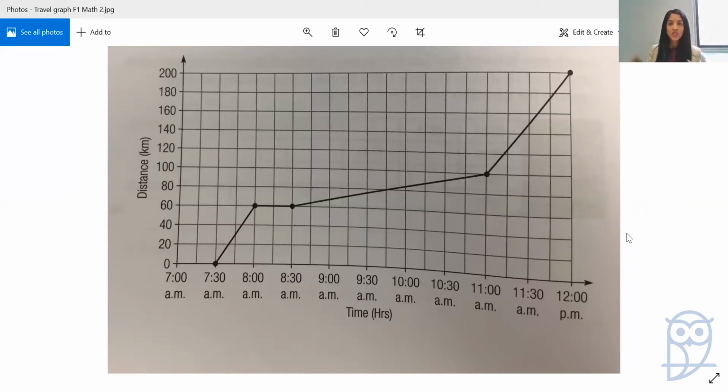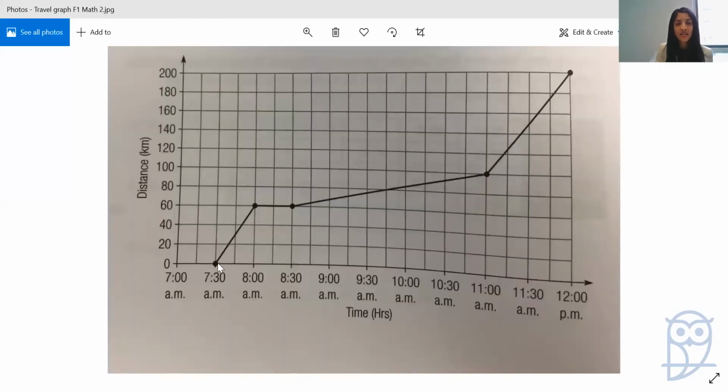So let's look at this drawing for a moment. What time did the family set out? Sorry, I'm on the wrong screen here. The family set out at 7:30 a.m. Can you see that? So reading this graph, it tells us the family set out at 7:30 a.m.